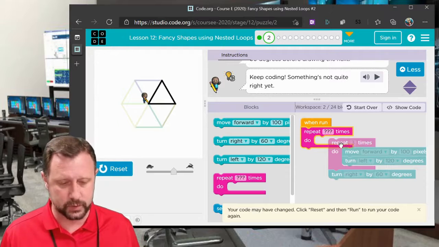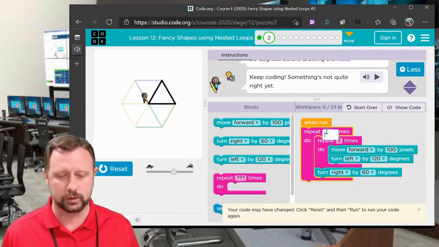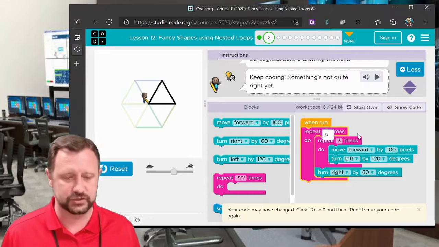So this is what we get as a triangle. This is how we turn to the next one. And then this is how we will draw 6 different triangles together. Repeat 6 times: go forward, turn left, turn right by 100, or by 60.